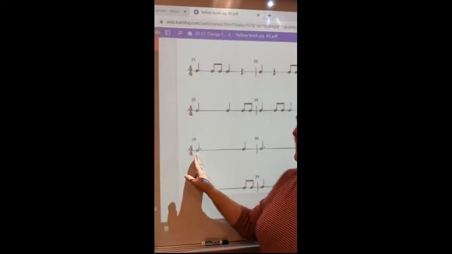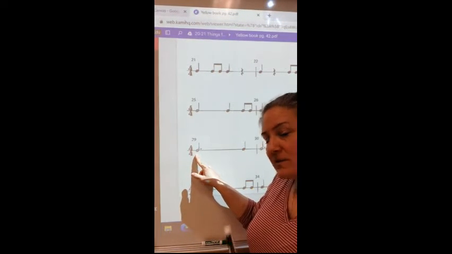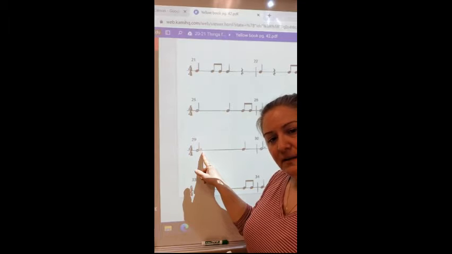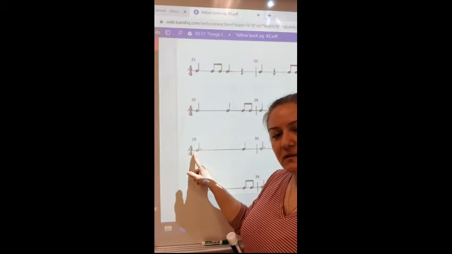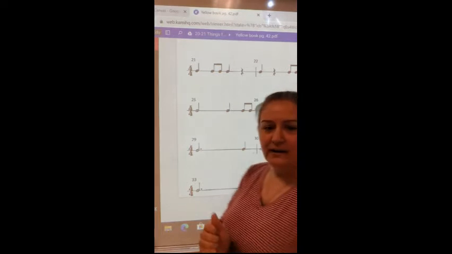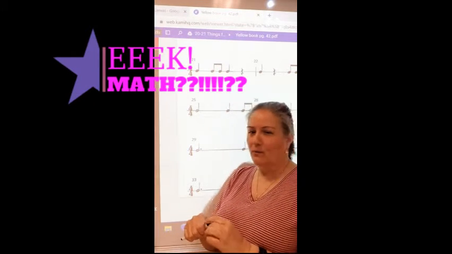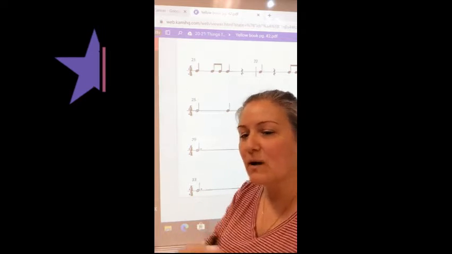If you take a look at 29, you see that this is a half note because it's hollow in the middle. But there's a dot right after it. And that dot means that this half note is going to be altered just a little bit. It's going to be a little bit longer than usual. Okay? Now, I know math is not why you signed up to do band. But there's a little bit of math in band, and here's why.